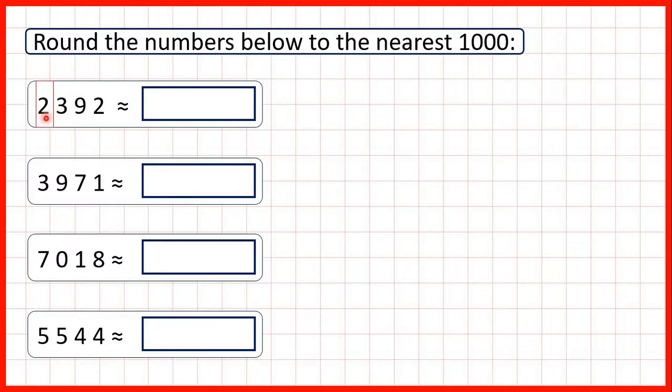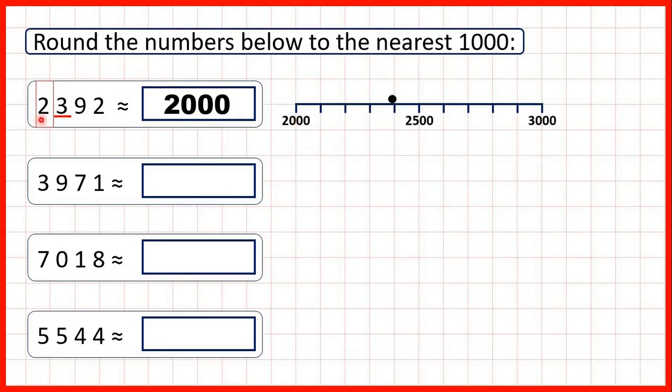And then what we can do is underline the digit to the right. So because we're rounding to the nearest thousand, we can underline our hundreds digit. Now remember, with rounding, if it's 4 or less, we round down. So here, because we have a 3 in the hundreds, we're rounding our thousands down. And when we round down, the digit in the thousands, or the digit that we're rounding to, stays the same. So this 2 is going to stay a 2, and all of our other digits turn into zeros, so we get 2,000.